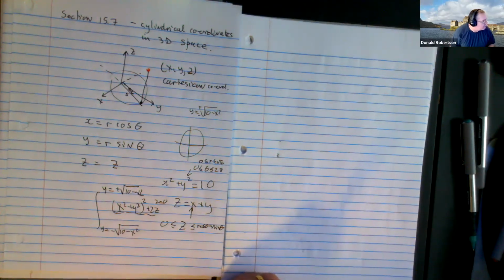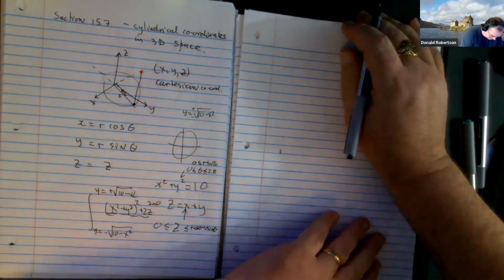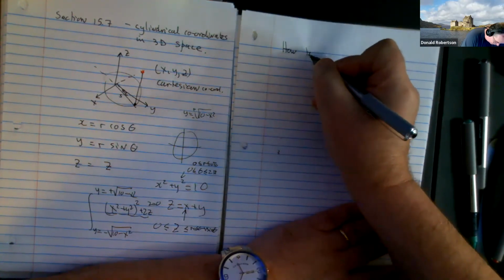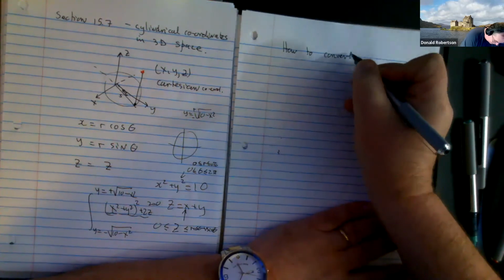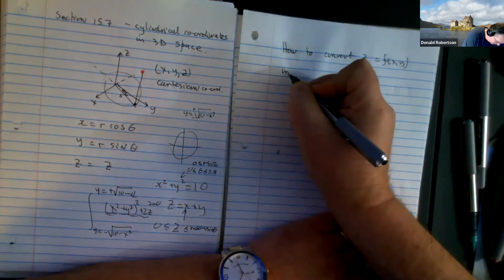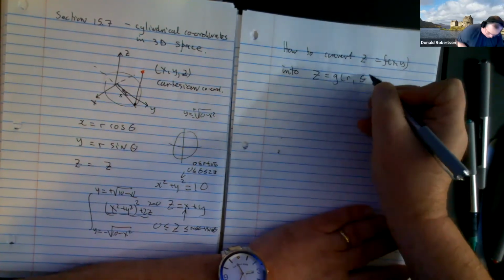Well, some triple integrals are not very pretty, right? When you try and use x's, y's, and z's, they have ugly square roots in them. So, let's do a little skill building exercise. How to convert z equals f of xy into z equals r's and theta's.